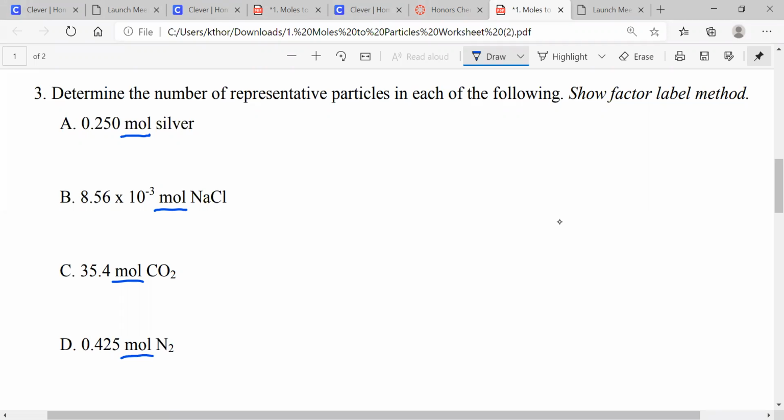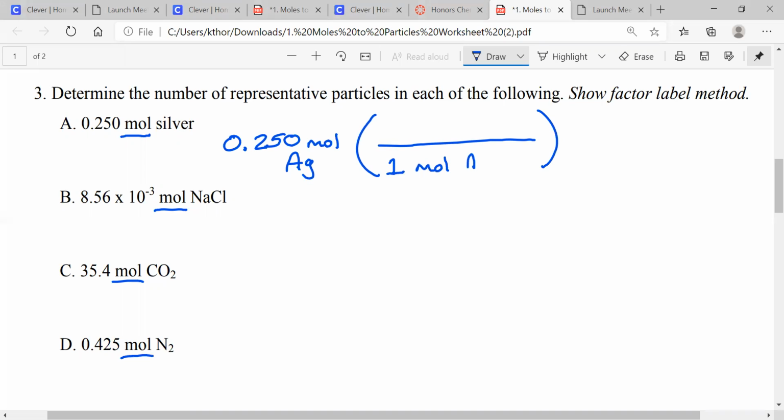So the first substance is silver. Silver is an atom. So on 3A, your representative particle is going to be atoms. You're going to start it off by beginning with your known value, 0.250 moles of silver, which is Ag on the periodic table. You set up your conversion table. And because moles is your known value, you're going to have 1 mole of silver on the bottom so that they cancel out. And you're going to have 6.02 times 10 to the 23rd atoms of silver on top.